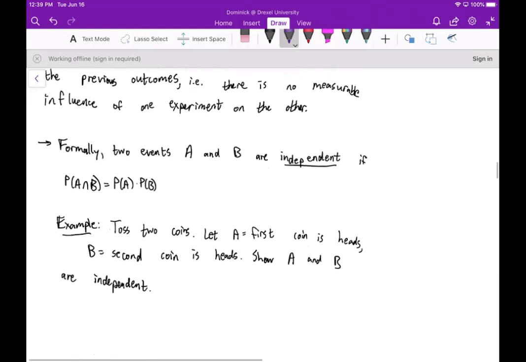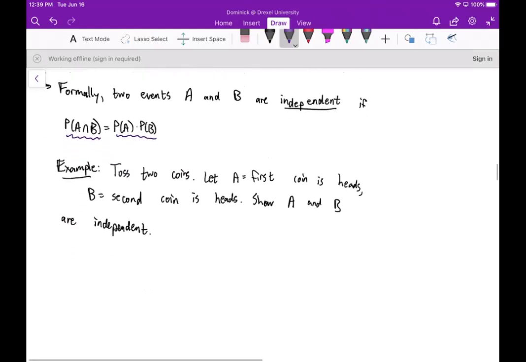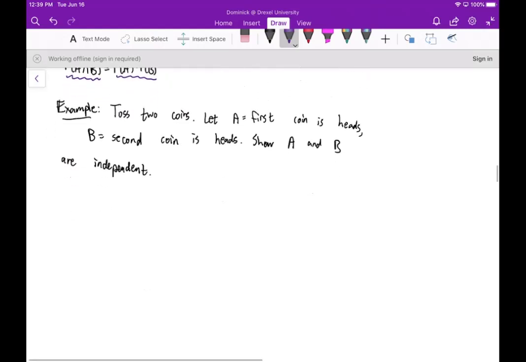Now, more formally in regards to mathematically, we say that two events A and B are independent if the probability of their intersection is equal to the probability of each of their individual probabilities multiplied together, right? So we'll show that the example that I just talked about, of course, is independent. So we're going to say that we toss two coins. Now, we'll let A be the event that the first coin is heads, and we'll let B be the event that the second coin is also heads. So we'll show that A and B are independent.